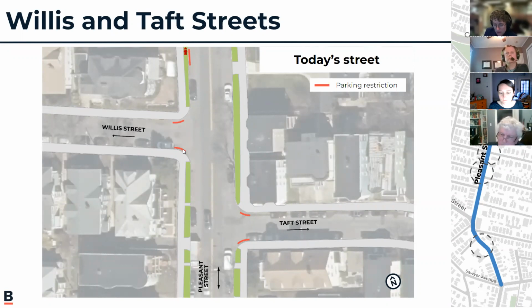And here, residents had raised concerns that there really weren't many opportunities to cross Pleasant Street between Mayfield and East Cottage. And Willis and Taft are approximately in between those two different existing crossings. So this seemed like a great location to add another opportunity to cross, and so that's what we have done.